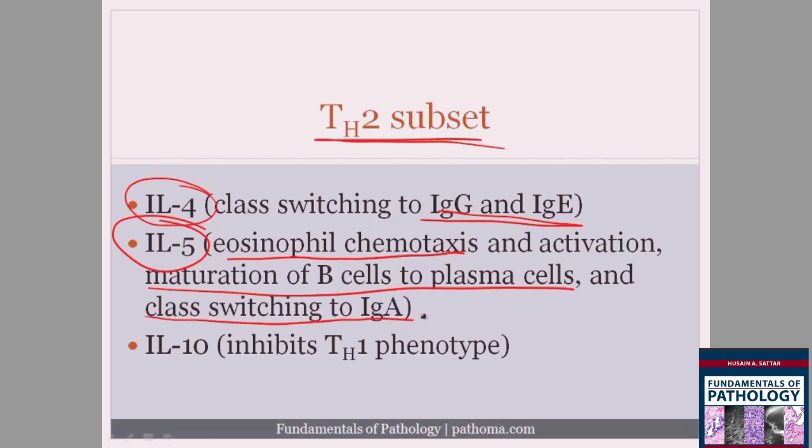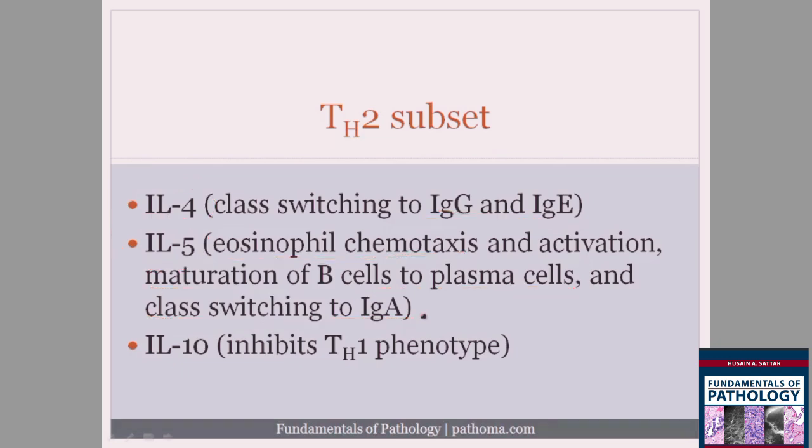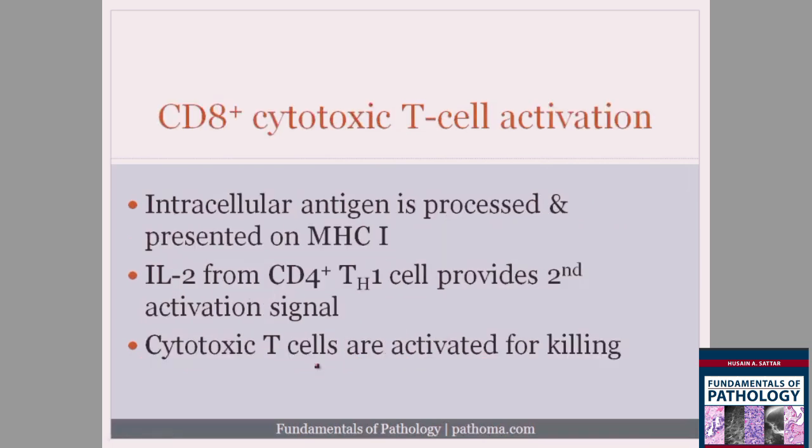Now, another product of the Th2 subset is IL-10. And IL-10 inhibits the Th1 phenotype. We've already talked about IL-10 in another context. Do you recall where? When I talked to you about macrophages and how the macrophages come in and manage the last step of acute inflammation, I said that one possibility was resolution of the inflammatory response. Remember that the macrophages produced IL-10 there to shut down the inflammatory response. Anyway, this is the key function of the Th2 subset of helper T cells.